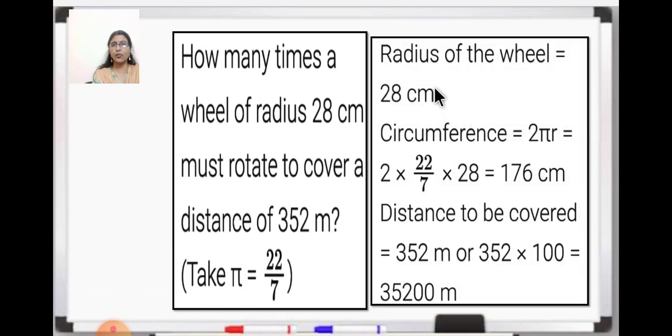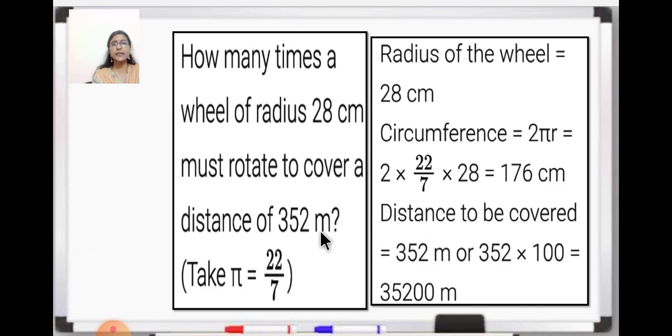First we will write down what is given in the question. Radius of the wheel is equal to 28 centimeter. And then we need to find out circumference because it is covering a distance of this much, 352 meters. So circumference of the wheel first we have to find out. Circumference of the wheel is 2 pi r, 2 into 22 upon 7 into 28. And when you solve it, you will get 176 centimeter.